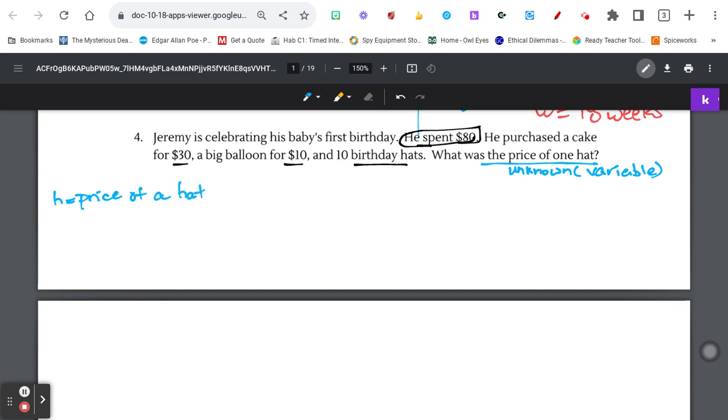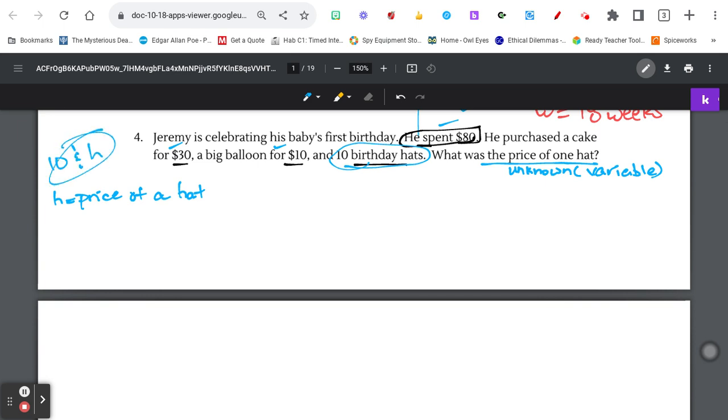So let's just read through that. H has to go with some number in my word problem. He spent $80. Well, nothing about a hat right there. He purchased a cake for $30. Nothing about a hat right there. A balloon for $10. Nothing about a hat right there. Oh, 10 birthday hats. So I'm pretty sure 10 and H go together.